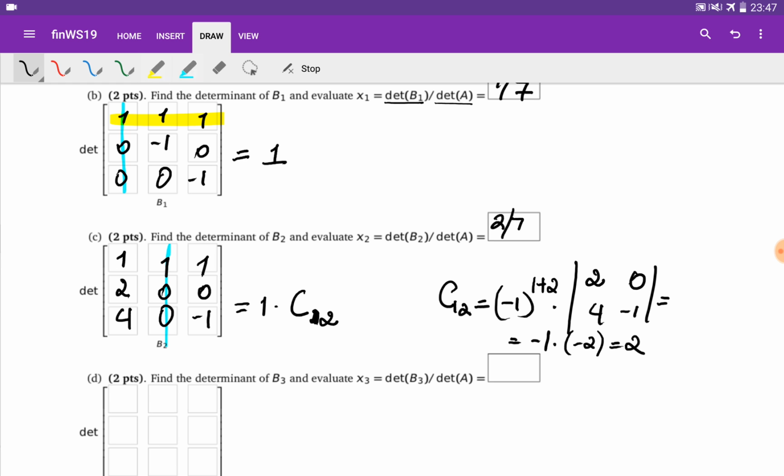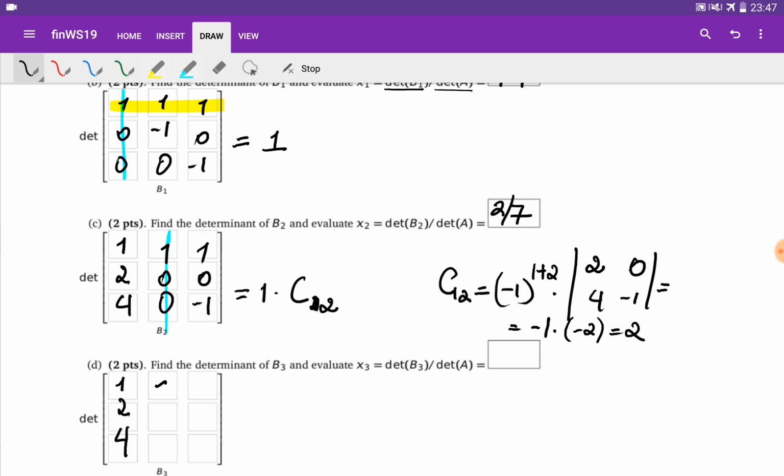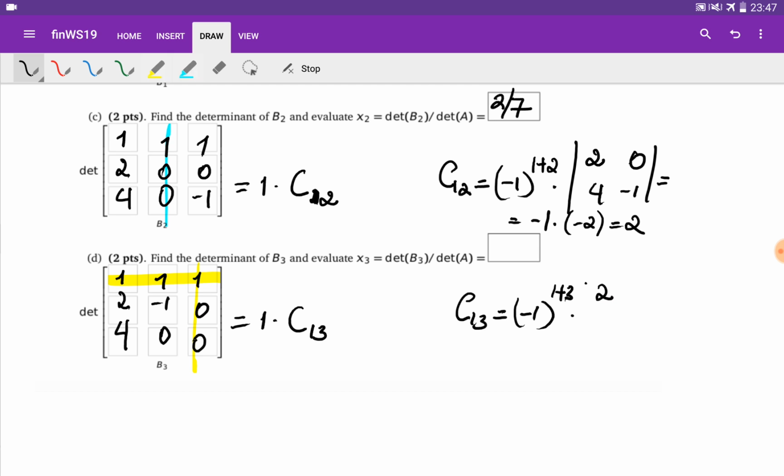So now in order to find x3, we are going to substitute the right hand side part with the third column. So instead of the third column, we're going to write 1, 0, and 0. So we are going to go through the third column. It is going to be 1 multiplied by its cofactor, C1,3. It's going to be minus 1 to the power of 1 plus 3 multiplied by the determinant 2, minus 1, 4, and 0. It's going to be 2 multiplied by 0 minus minus 1 multiplied by 4, which is going to be simply 4. So x3 is going to be 4 over 7.